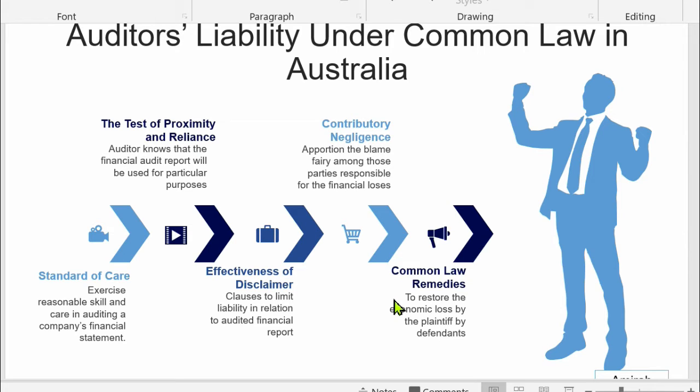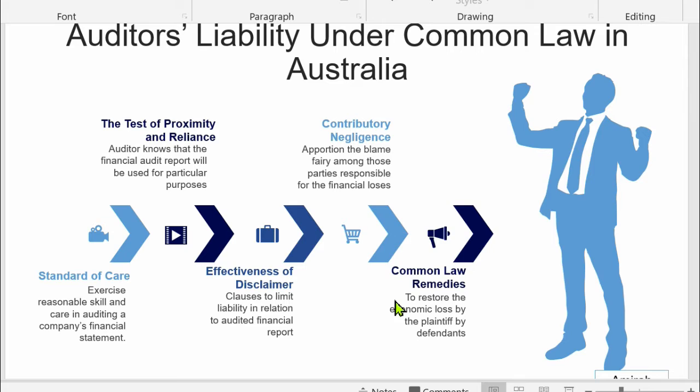Fourth is contributory negligence. This means the blame is fairly apportioned among the parties responsible for the financial losses. Not only the auditors bear the blame, but it has to be distributed among the management and the directors who caused the financial loss of the company.